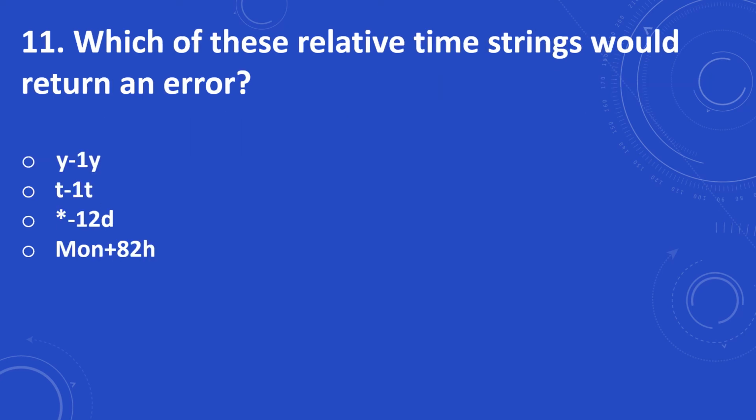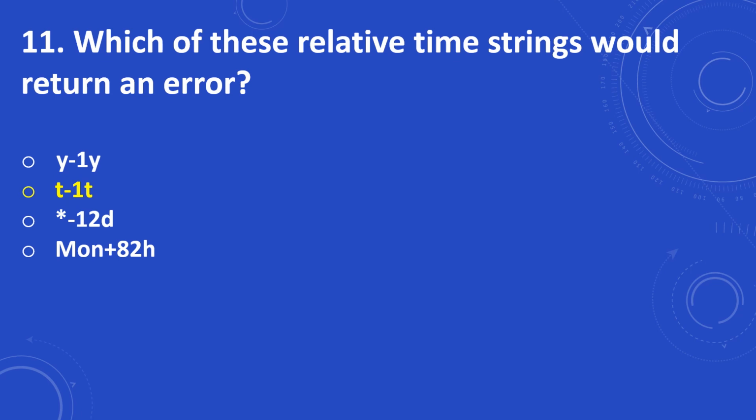True. Which of these relative time strings would return an error? Y minus 1y, so that would be yesterday minus 1 year, t minus 1t, star minus 12d, Monday plus 82 hours. So here it would be t minus 1t is the error.